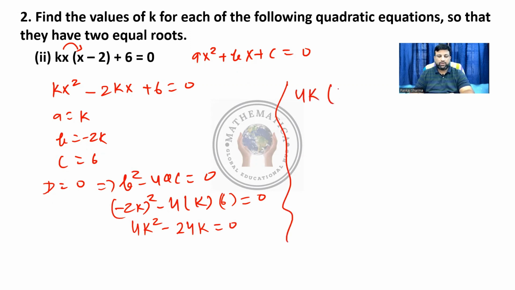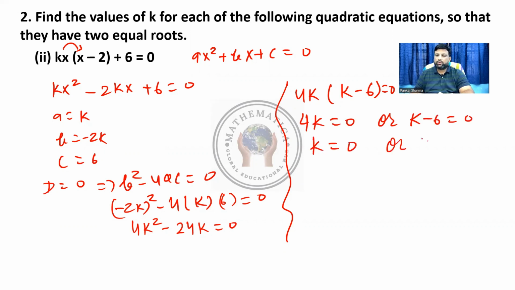4k we can take common. So it will become 4k into k minus 6 is equal to 0. So either 4k is equal to 0, so k will be 0, or k minus 6 is equal to 0. So k is equal to 0 or k is equal to 6.